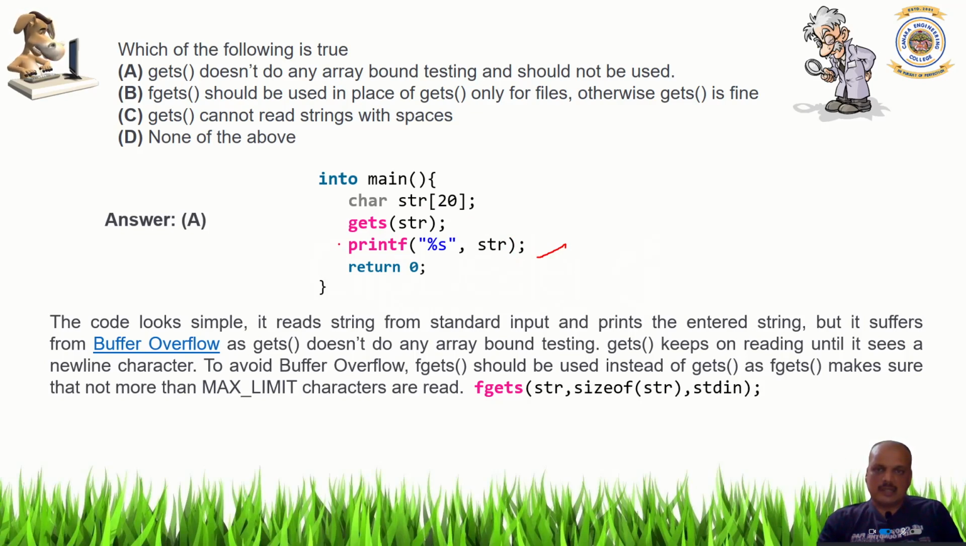But if you replace this gets with fgets, we have a constraint on how many characters are to be read from the input. The size of the string is 20, so at the maximum you can read 20 characters into the string from the keyboard. Anything over and above these 20 characters will be truncated and you do not have a buffer overflow condition. So it's highly recommended that you use fgets instead of gets wherever possible. That's the takeaway from this piece of code.